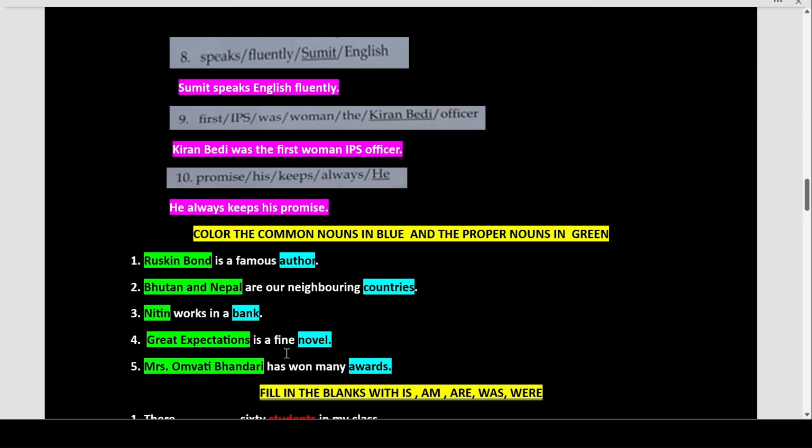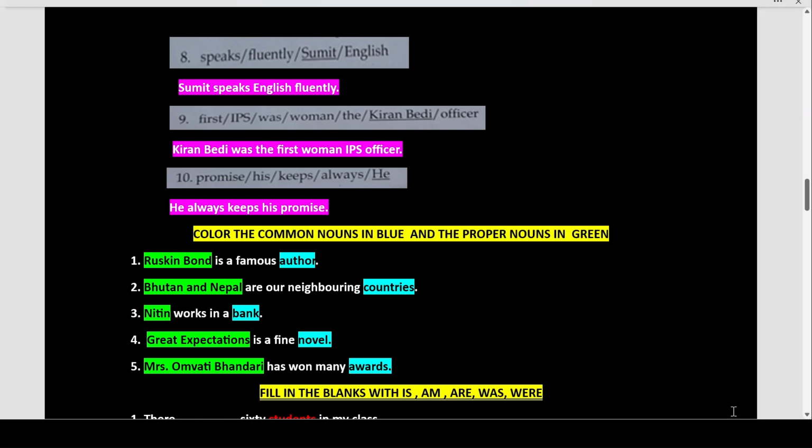Fourth, Great Expectations is a fine novel. Great Expectations is the name of the book, of the novel. And novel, there can be any number of names for a novel. So novel is your common noun, and Great Expectations is the particular name of the novel. So it is your proper noun. Mrs. Omvati Bhandari has won many awards. Now, awards is your common noun, and who has won the award? Mrs. Omvati Bhandari is a particular person who has won the award.